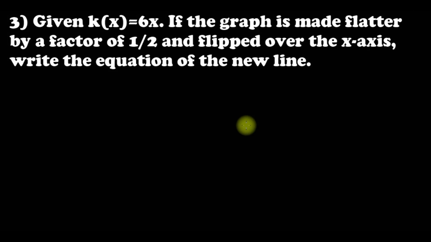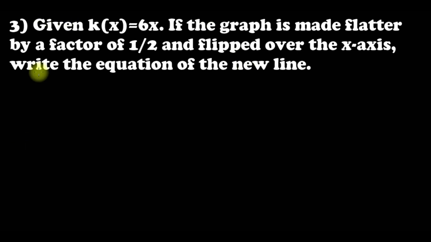Okay, let's take a look at another one. So this one right here, we have to come up with the equation of the new line after the transformation is performed on the given line. So you're given a line, and you have to come up with the new line using this transformation. Okay, so you're given k of x. K of x is just another name for y. So k of x is 6x.